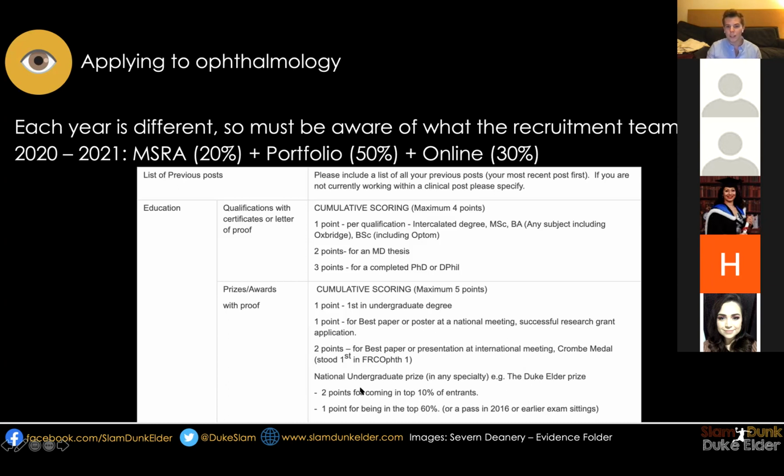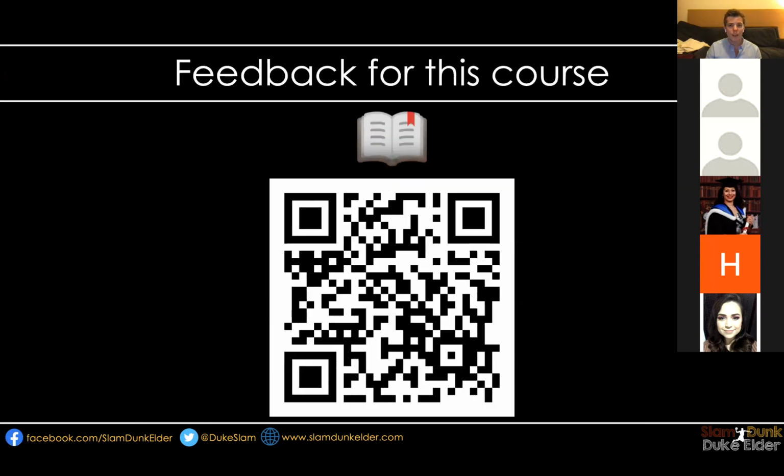Okay. And then I ask you the question, are there easier ways to get prizes than sitting the Duke Elder? Yes, there are. So look into those ways of getting those prizes also, such as presenting a poster and winning regional or national meetings for poster presentations, or prizes for essays also are quite common. Okay, so that is it.